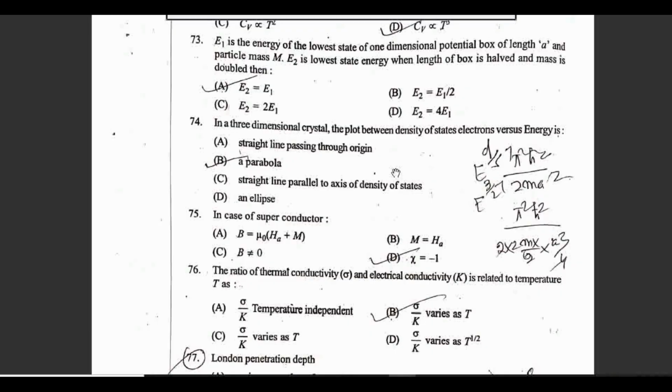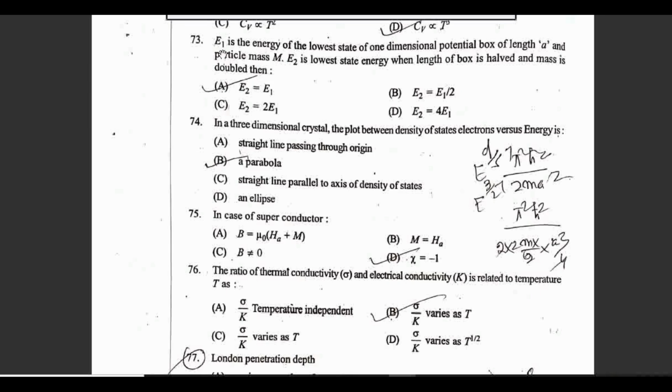Now coming to question number 73. In question 73, it is given that E1 is the energy of the lowest state of a one-dimensional potential box of length a and a particle of mass capital M. E2 is the energy of the lowest state when the length of the box is half and the mass is doubled, that means 2 capital M.